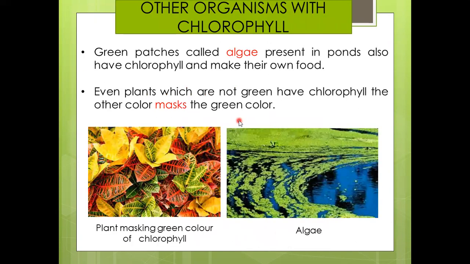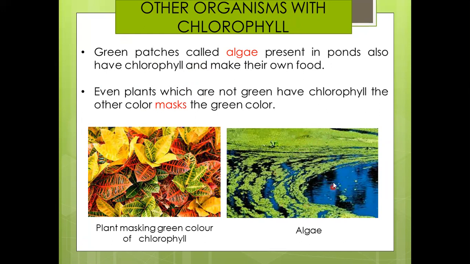Let's move on. Other organisms with chlorophyll. This shows that plants which are green in color are not the only organisms which have chlorophyll. Algae and crotons. Crotons are organisms whose leaves are not green but of some other color. Now, I think all of you know that chlorophyll is green in color, but here the green color cannot be observed so easily. I'll explain to you why. Now, green patches in the algae. See here, this is an example of algae. These green patches are the algae.